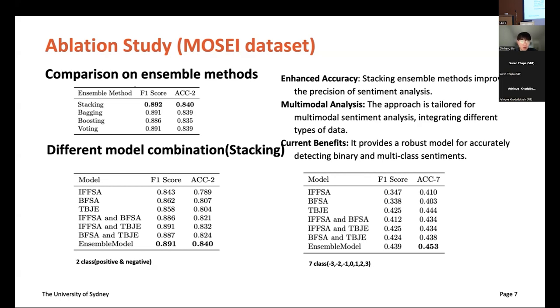multimodal data. Within the stacking framework, we experimented with various combinations of our three base models, IFSA, BFSA, and TPJE, for more granular sentiment classifications involving seven different classes. Our ensemble model exhibited promising results, managing a seven-class accuracy of 0.453, demonstrating significant improvements over individual models' performance. This showcases our ensemble's capability in handling more detailed and varied emotional states.